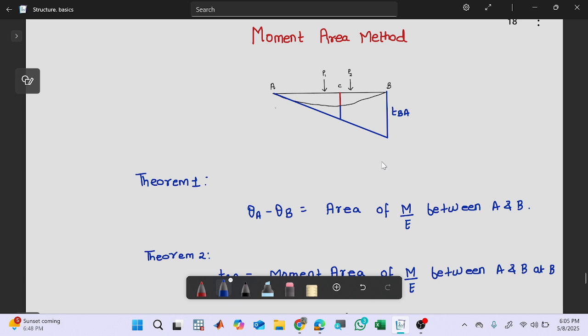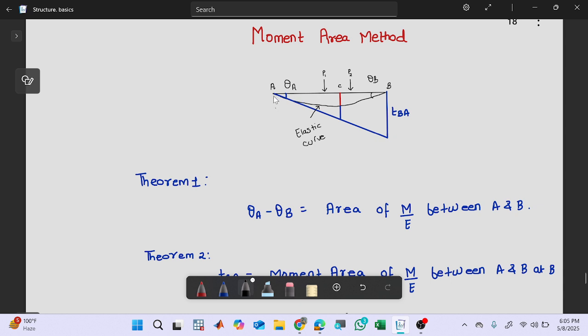The first one is the difference between the slopes at two points. Let's say the slope at point A is theta A, and the slope at point B is theta B. Whenever the loading is applied, the beam will bend and it will have an elastic curve like this. This is the elastic curve, and with respect to the horizontal, the angle the elastic curve makes is known as the slope.